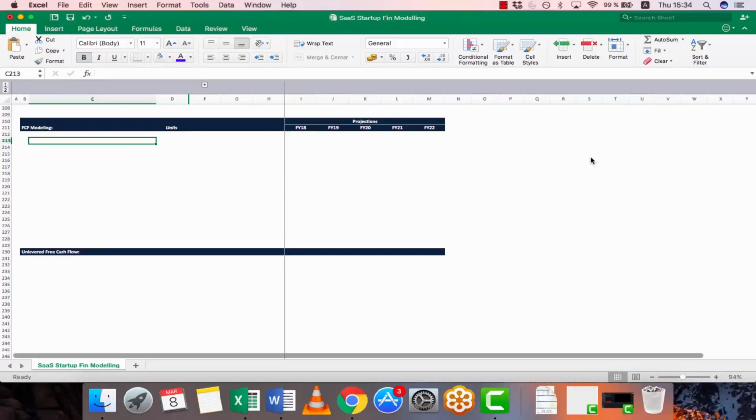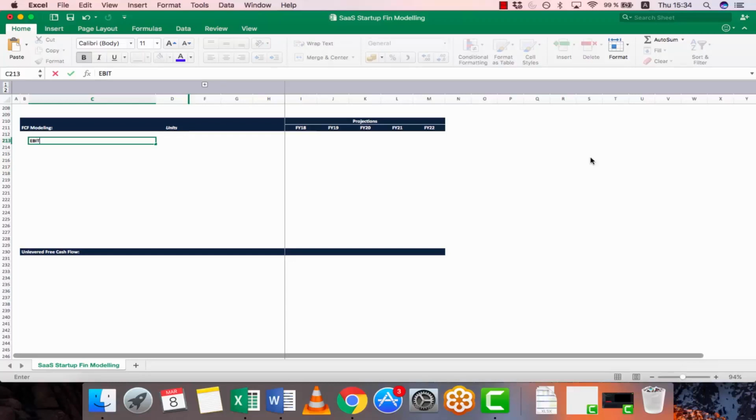So once we created our operating model and made our projections, now we're looking to calculate the free cash flows, to determine the appropriate discount rate, and finally build a DCF model. So let's start with free cash flow modeling. We will be calculating unlevered free cash flows.